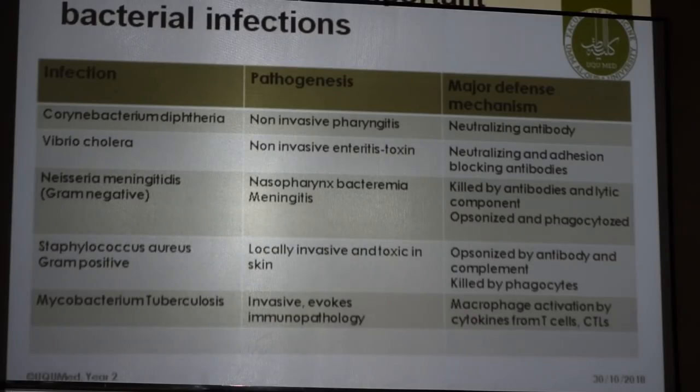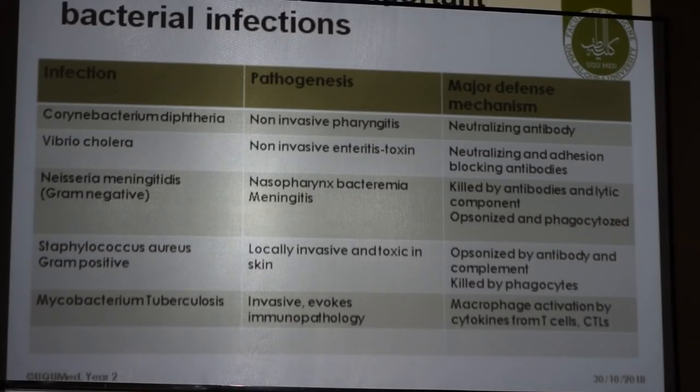Then Staphylococcus aureus, which is a gram-positive bacteria, is invasive as well as able to produce toxins. So this is a different kind of bacteria which causes skin infections. Okay, and to deal with this, you need antibody, complement, and phagocytosis, all 3 components. So the opsonization is done by the antibodies and the complement proteins. MAC formation will take place, and then the macrophage will take over the phagocytosis part, and they will destroy it.